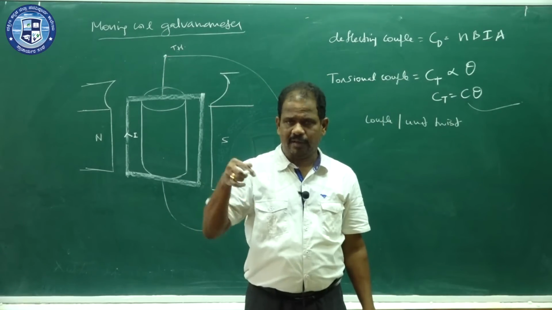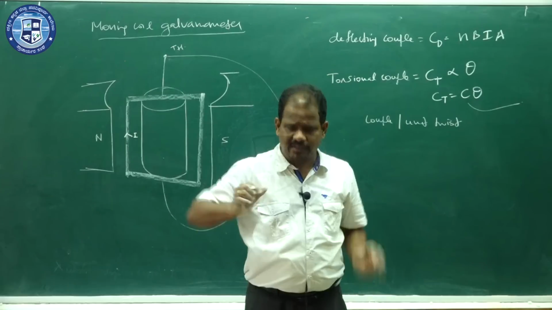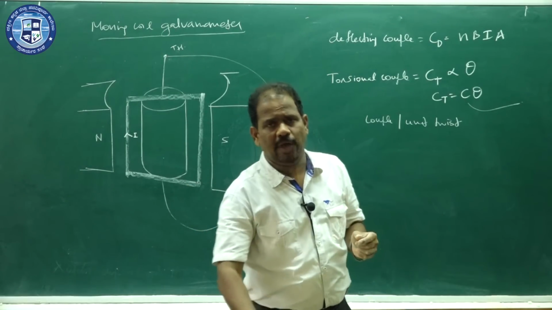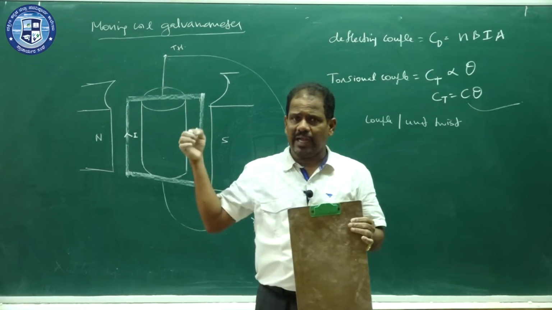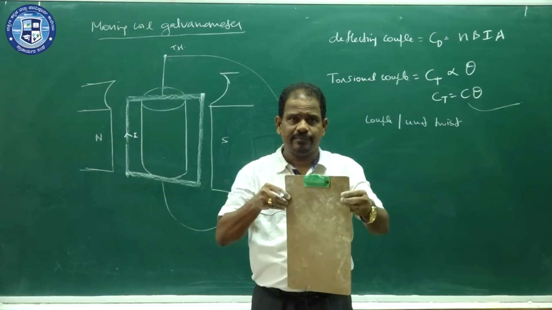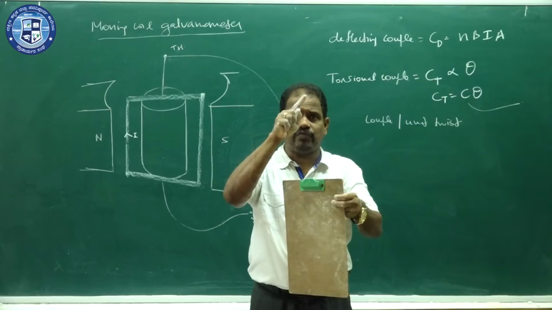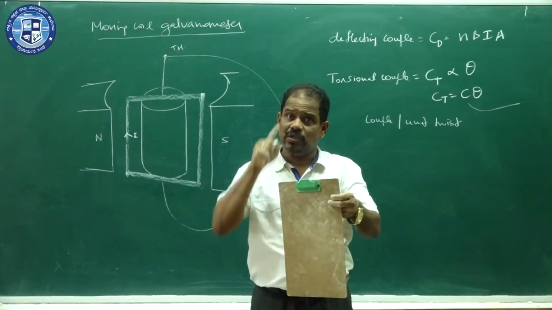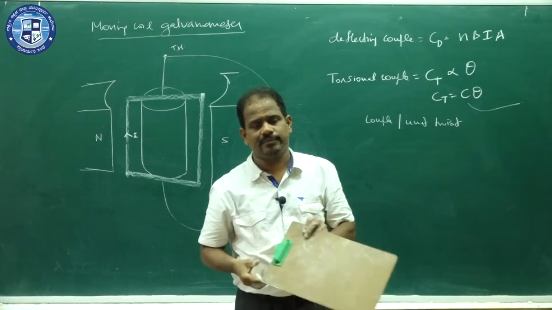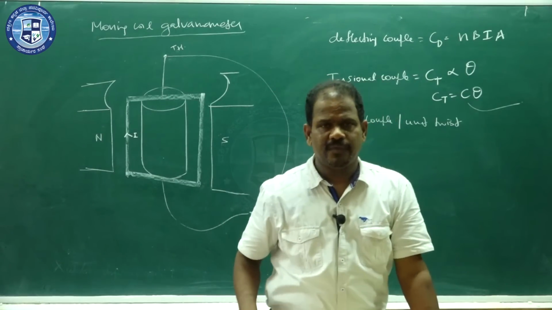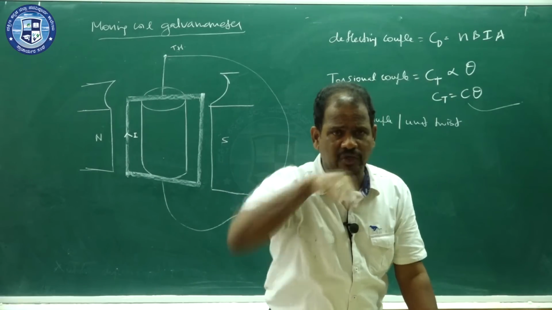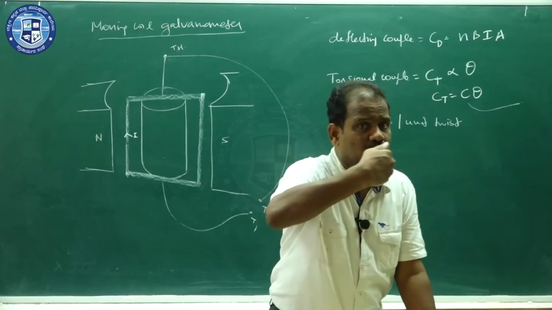One couple, because of the current, will turn the coil to one side. The other, because of the twist, acts when the current is removed: the twist will make the coil come back to its original position. So the deflecting couple makes it rotate clockwise, and the torsional couple makes the coil rotate anti-clockwise.